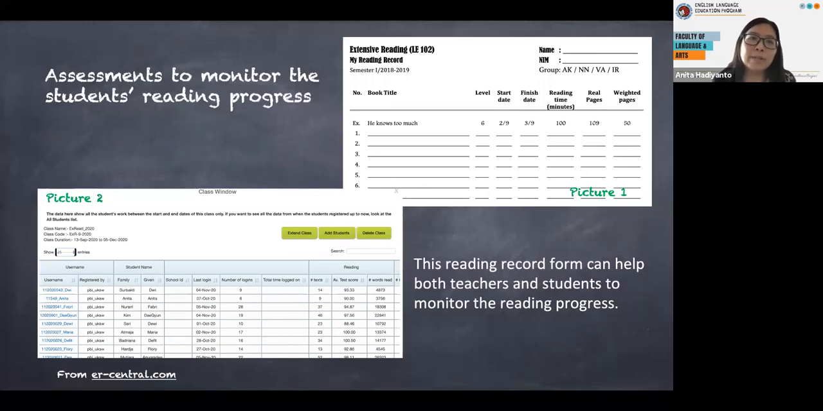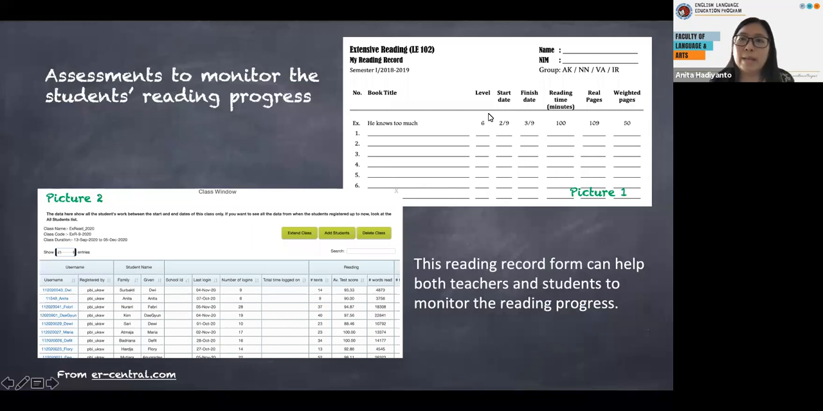Now, these are the types of assessment that we can use to monitor the students' reading progress. The previous presenter, I think Kimberly, also mentioned the reading log. Actually, this idea is similar. Picture one that I have here was our reading record form. When we started our ER program in 2006, we used this paper reading report. We asked the students to complete this reading report, and every week, in the second meeting, we checked it, we asked them to count, and we talked about it.